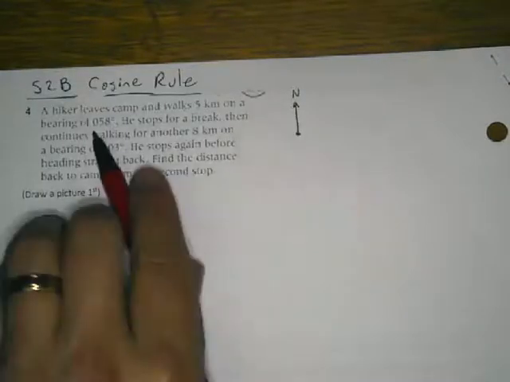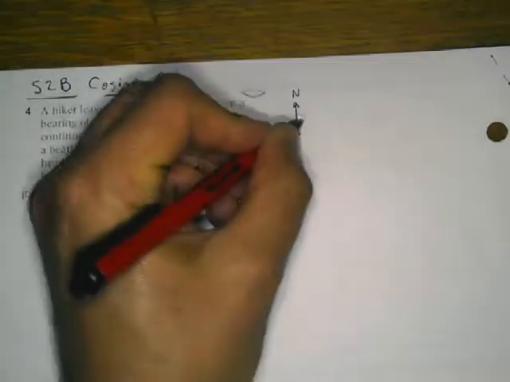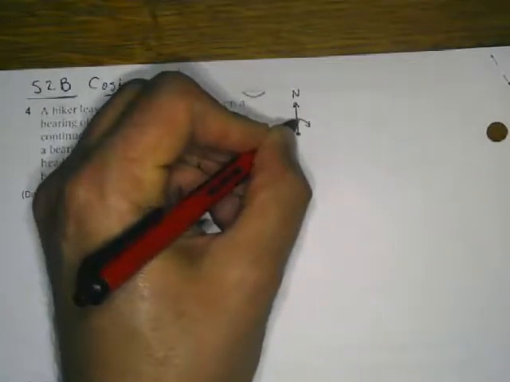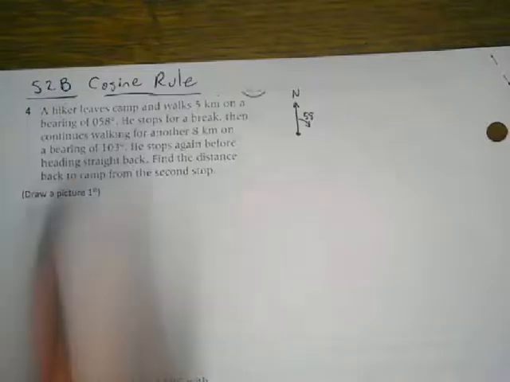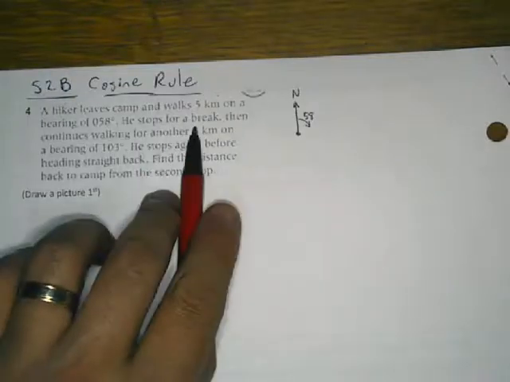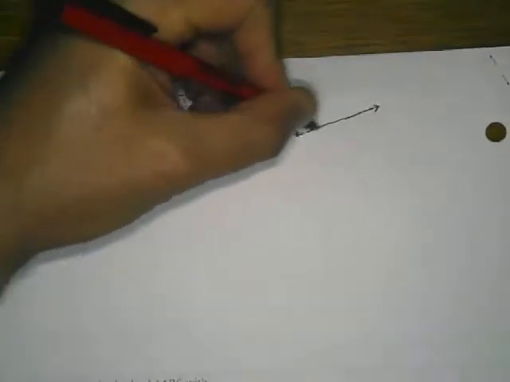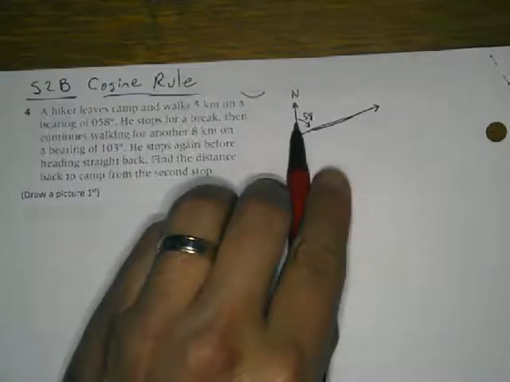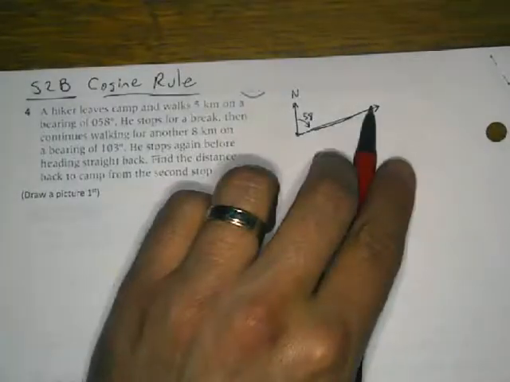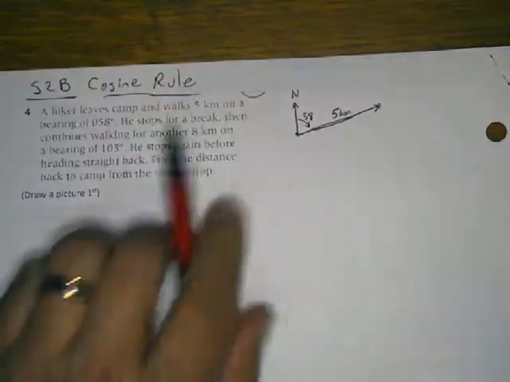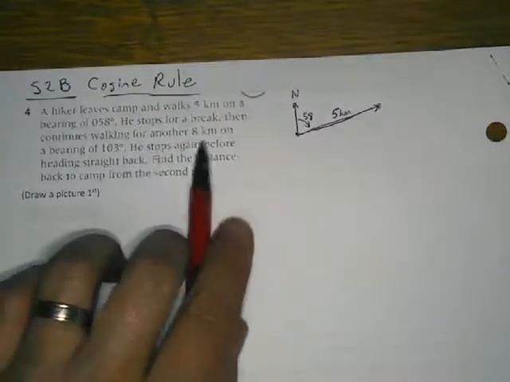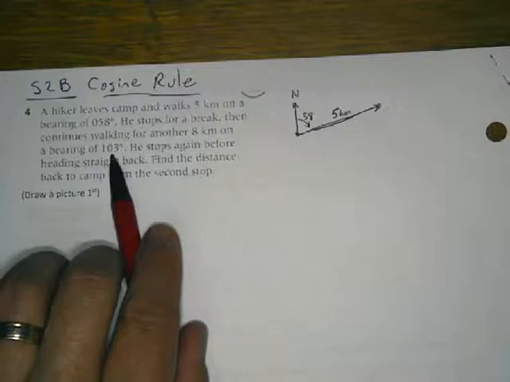So if we go 58 degrees, I'm going to go kind of this way, 58 degrees, and that's the direction we're going. So from north, we turn 58 degrees, and this is the way we go, and we're walking 5 kilometers. Okay? And then we stop and take a break. And then we continue walking another 8 kilometers at a bearing of 103 degrees.